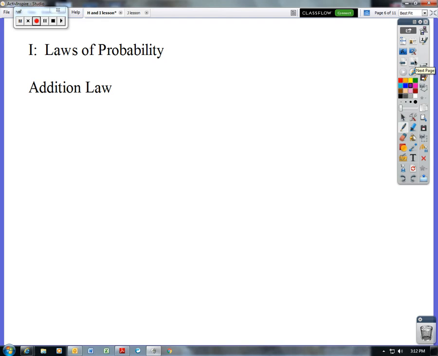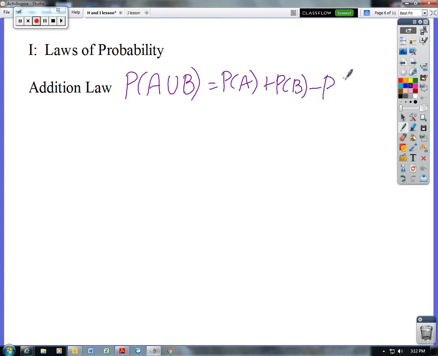Now we're going to do laws of probability. First one is the addition law, which I do believe I've mentioned before. But it says the probability of A unioned with B, so A or B, is the probability of A plus the probability of B minus the probability of both A intersect with B. Because you can't count the overlap twice. If you did probability of A plus probability of B and they overlapped, you'd be counting the intersection twice. And so that's why we have to subtract out one of those intersections.